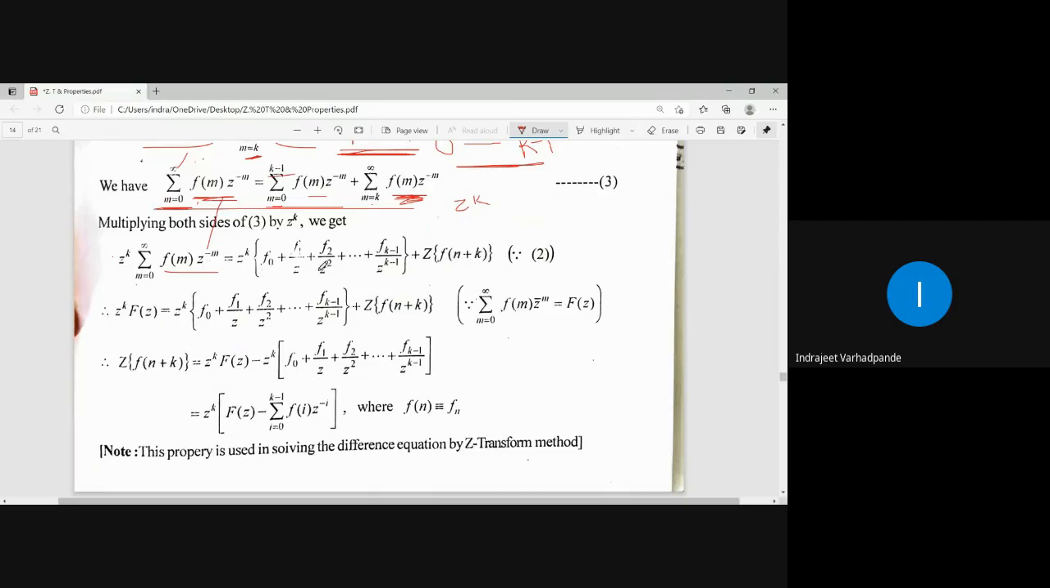So what will happen? For simplification, this is now capital F of z, f0, f1 upon z, f2 upon z square, which we can write using i. So i is moving from 0 to k minus 1. This is f of z and the whole is multiplied by z to the power k.